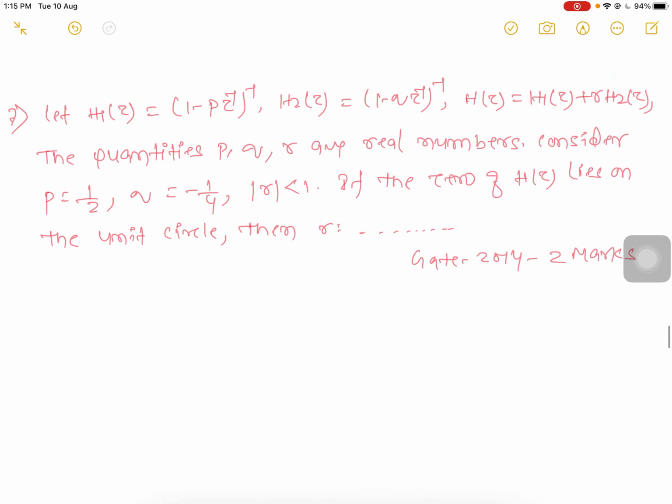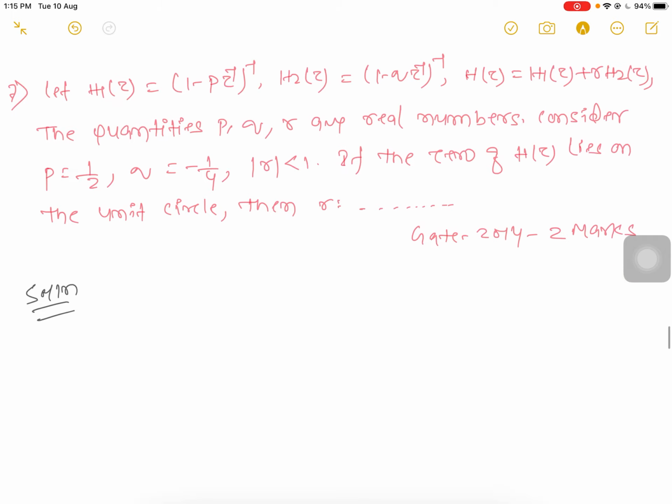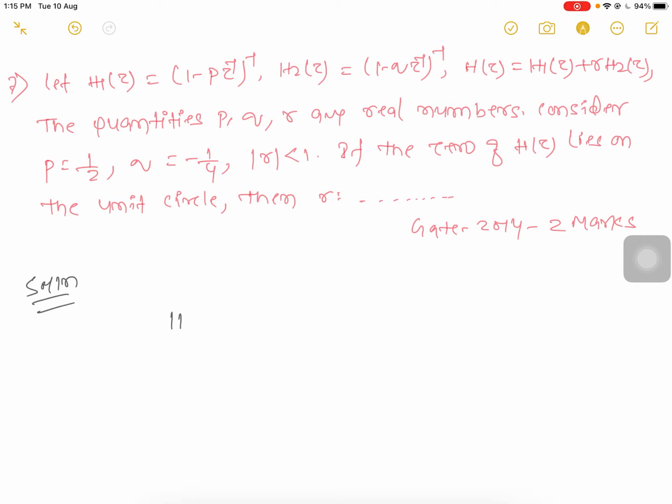Question number 7. Let H1(z) be 1 minus p z inverse to the power minus 1, and H2(z) be 1 minus q z inverse to the power minus 1. H(z) is given as H1(z) plus r H2(z), where p, q, r are real numbers. Consider p equal to half, q equal to minus 1 by 4, mod r less than 1. If the zero of H(z) lies on the unit circle, then r is equal to what? Solution.